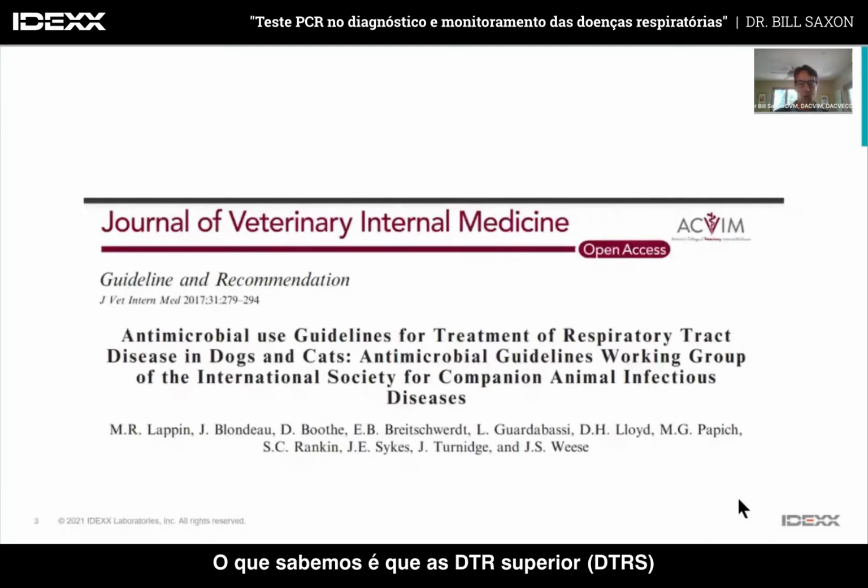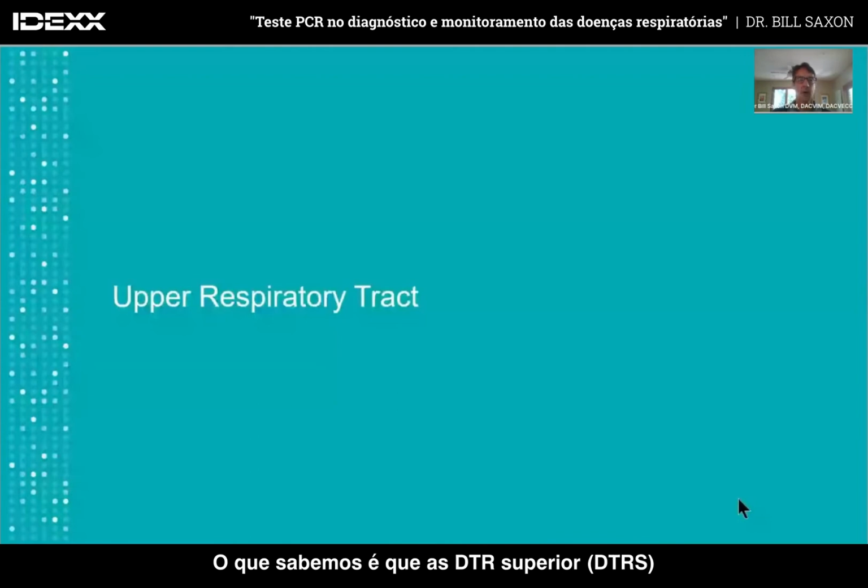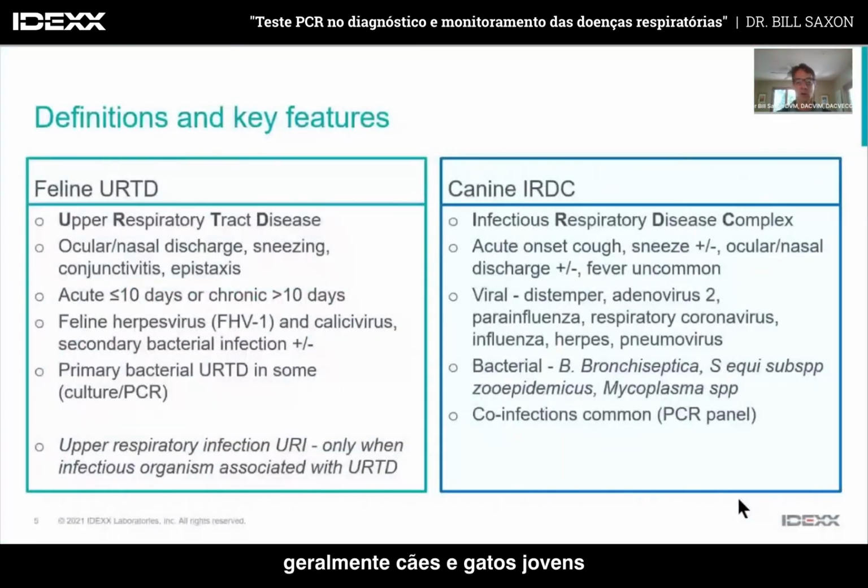So I think what we understand is that upper respiratory tract diseases are really common in both dogs and cats, usually younger dogs and cats, and more common in cats, I think, right? So let's just update the terminology and kind of review the common pathogens and the way to work through these cases. So the current term for upper respiratory tract disease in cats is feline upper respiratory tract disease, so that's not that much of a change.